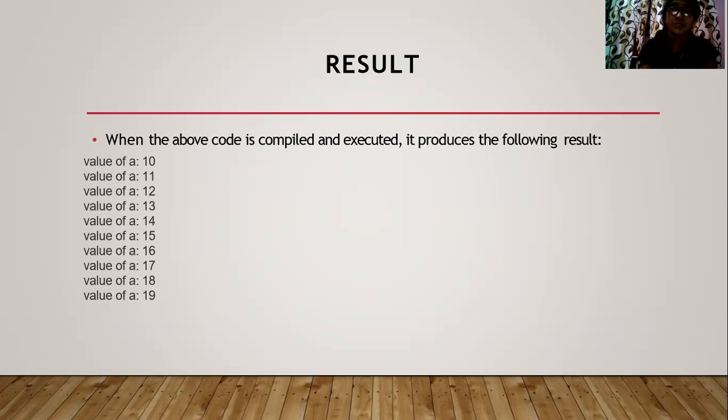We took one example where a equals 10, and we use a while loop while a is less than 20. The numbers are between 10 and 20, so the output will be the value of a from 10 to 19: 10, 11, 12, 13, 14, and so on up to 19.